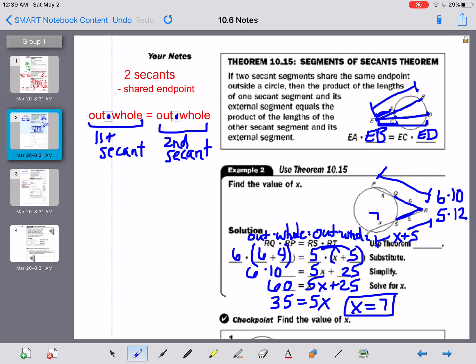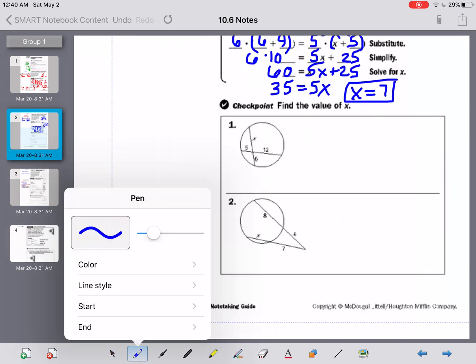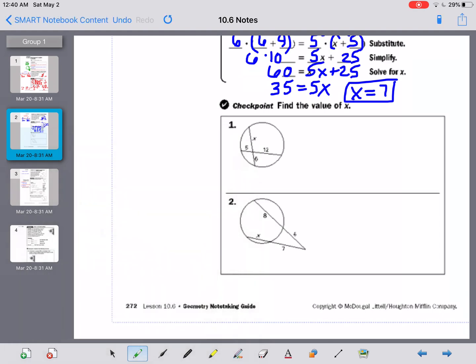All right, let's move my page up here. And we're going to try two more using these two theorems. And again, part of your job is going to be sorting through which of these setups do I use and which reason. So on my first one, on number 1, I see two chords. So when I see two chords, I'm going to think part times part equals part times part. Okay, and remember, I want to get parts from the same chord on the same side. So from my one chord, I'm going to use this 5 and the 12. So from the same chord, those two need to stay together.